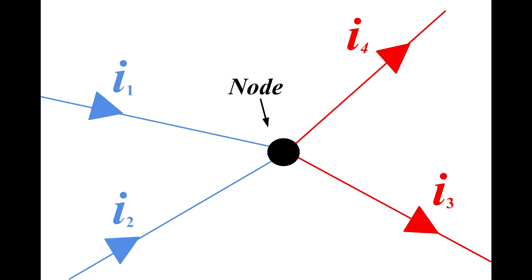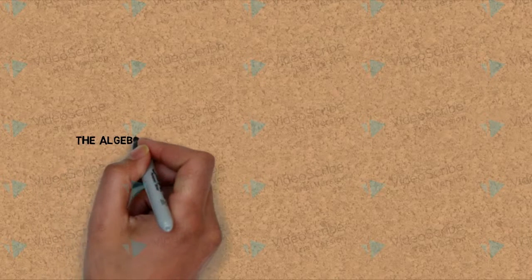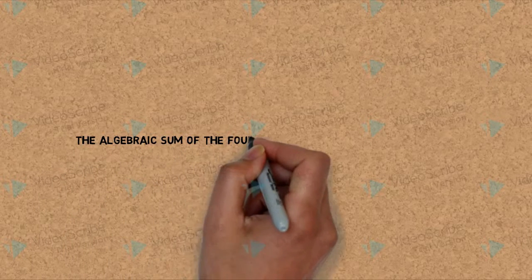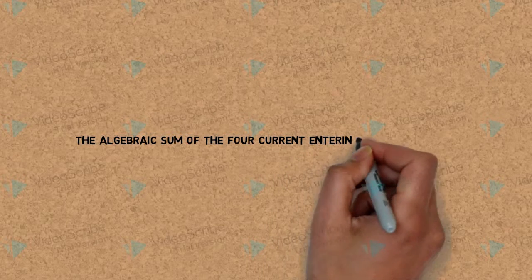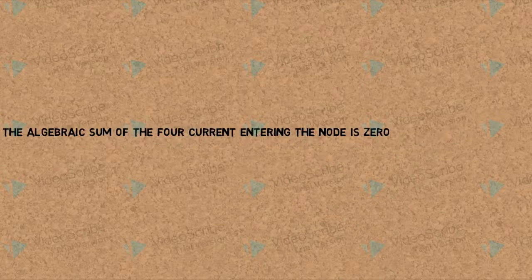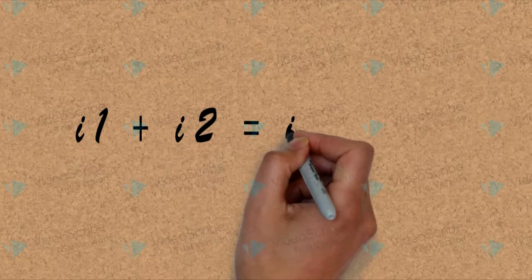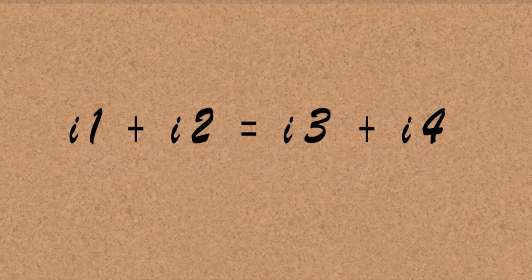Consider the node shown in the figure. The algebraic sum of the 4 currents entering the node must be 0. We can equate the sum of the currents having reference arrows directed into the node to the sum of those directed out of the node. I1 plus I2 equals I3 plus I4, which simply states that the sum of the currents going in must equal the sum of the currents going out.